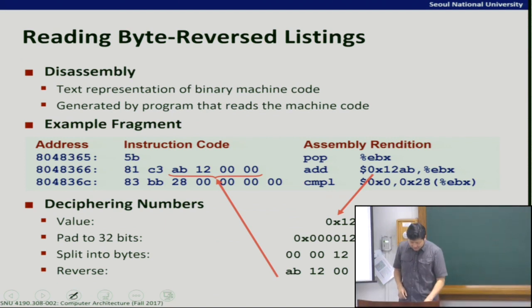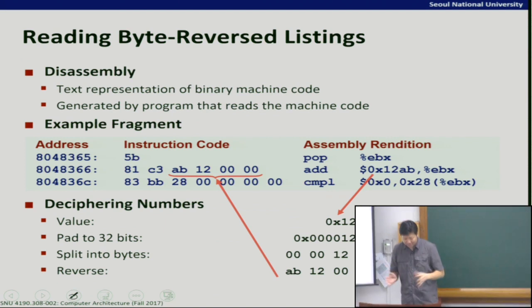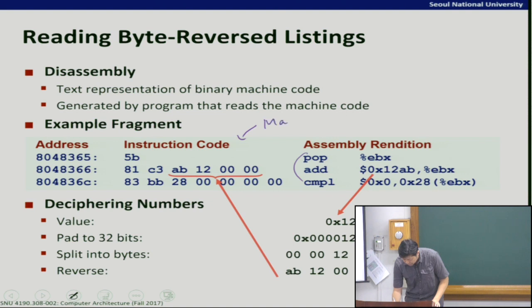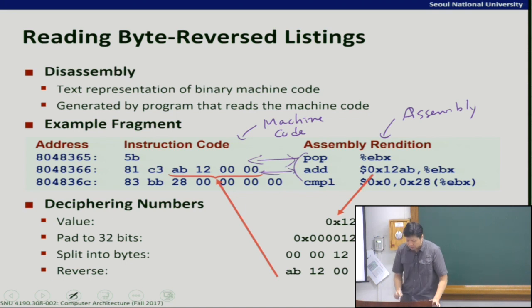So the last slide, which is somewhat odd, but I'm going to explain anyway. Once you write your C program, that will be compiled into assembly code, right? And if you disassemble this assembly code, the code generally looks like this. This one is called machine code. This one is called assembly. So there's a one-to-one correspondence between the two.